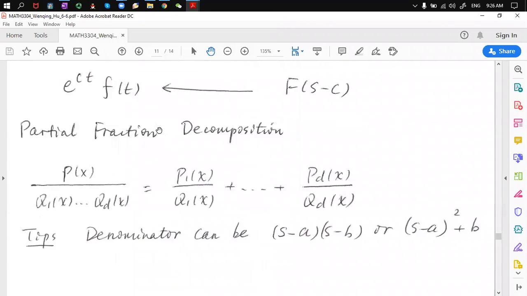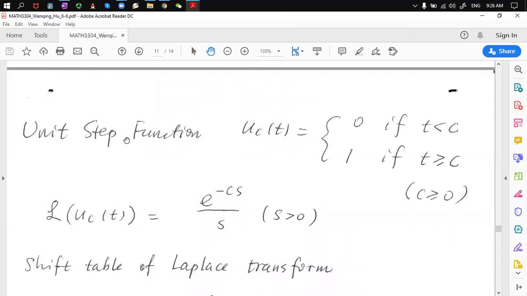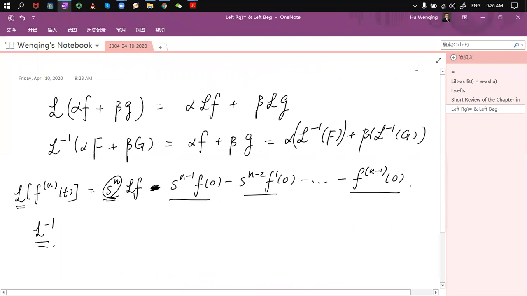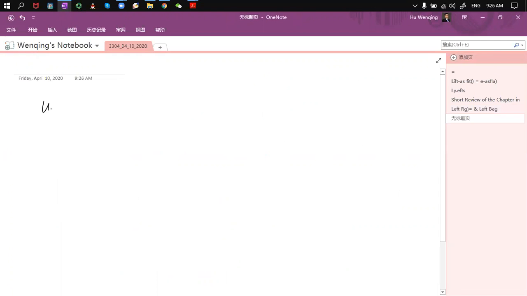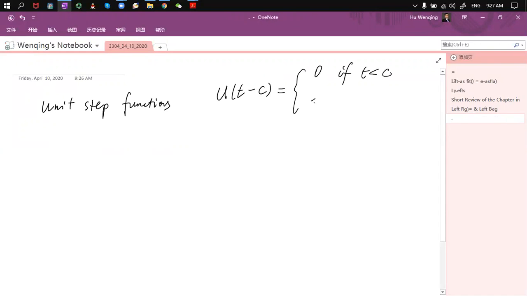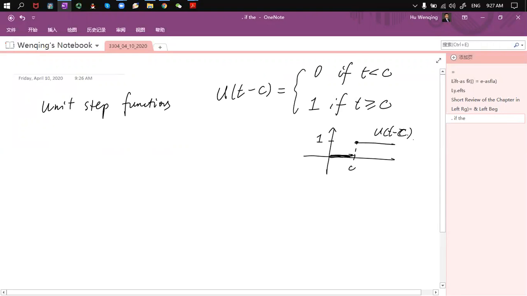Okay, so then we've been talking about the unit step functions, right? A unit step function is u of t minus c. It is equal to 0 if t is less than c and 1 if t is greater than or equal to c, right? So the unit step function jumps to 1 at point c, and before that point, this function is just 0, right? So that's the unit step function u of t minus c.